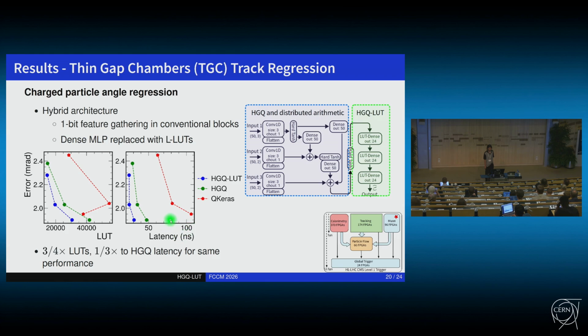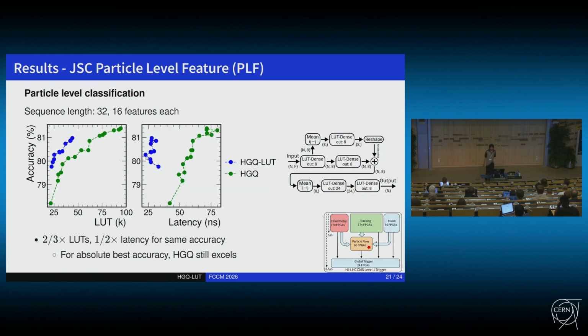And the pure HGQ approach still outperforms the baseline by a significant margin. Also, this is a particle-level jet tagging on the HGX-FML dataset. This is HGQ versus HGQ-LUT. HGQ-LUT is performing better here, but maximum accuracy here is a bit lower because the model we use here is actually of a smaller scale for faster training.